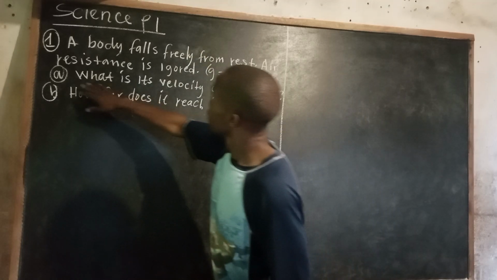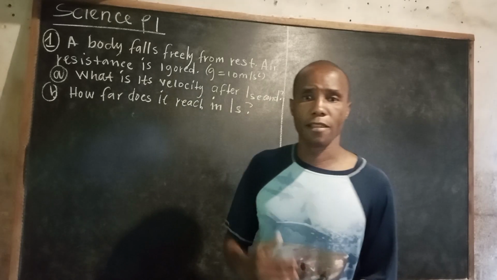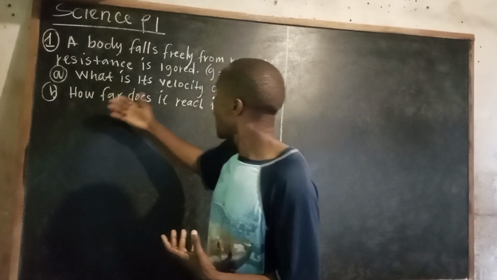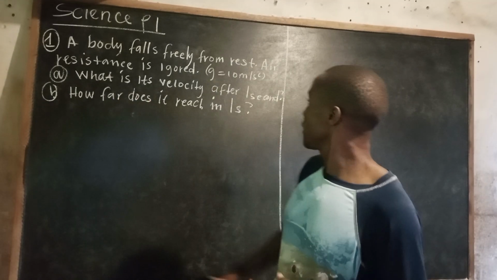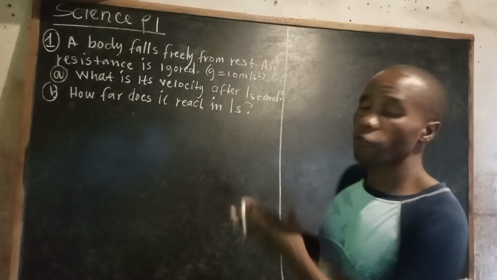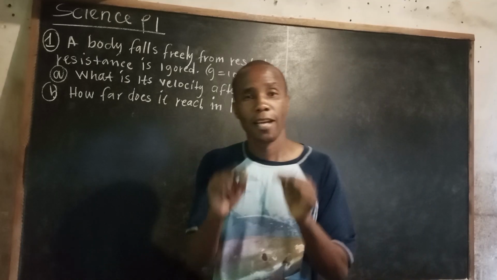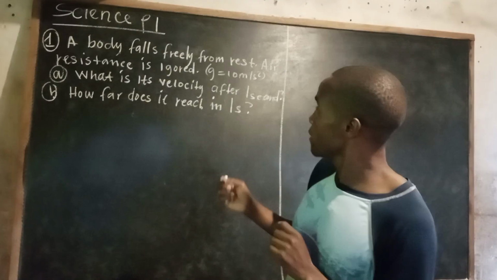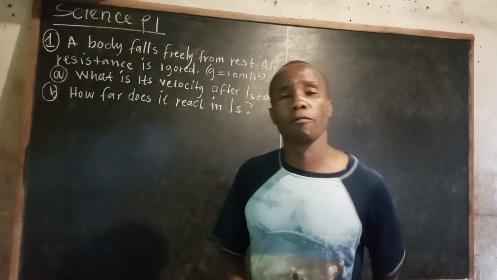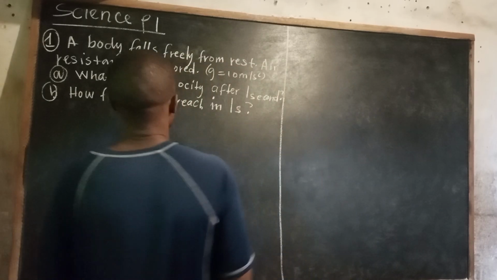Force. So the first question says, what is its velocity after 1 second? Then B, how far does it reach in 1 second? Okay, so let us go now directly to solutions. Now remember, in physics, we always correct what? Data. This is what I emphasized even last time. It's very important because once you do that and introduce the formula, you start doing what? Substituting, just like that.